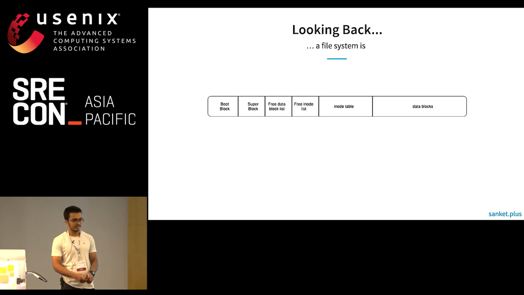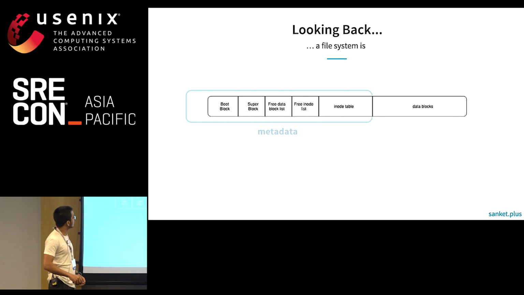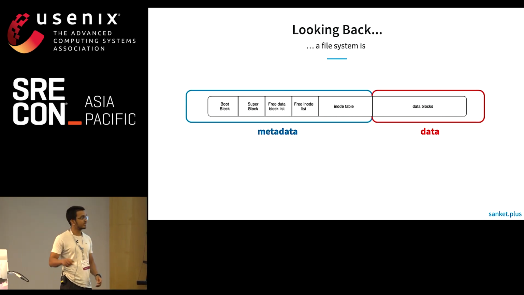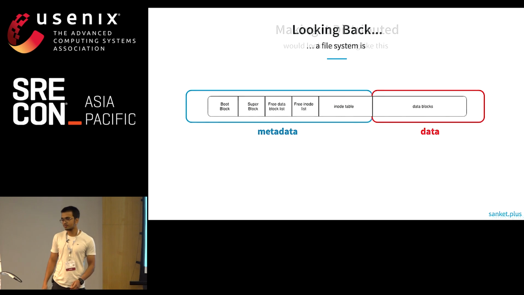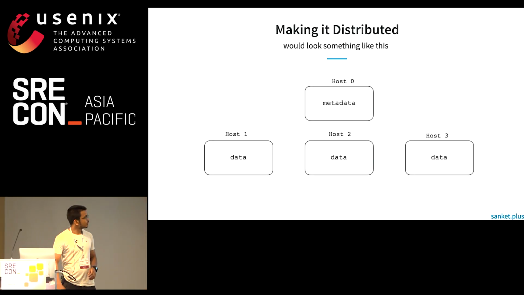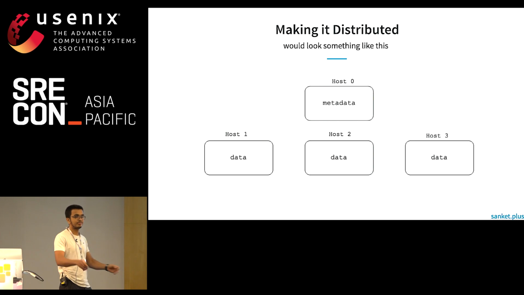Now let's take a moment to look back at what our file system looked like. It was made of metadata and data, to classify it on a really high level. So the inode table, free inode list, superblock, all this was metadata, and then the data part. Now let's try to make it distributed. So let's take metadata, put it on one host. Let's take data, put it on several hosts. There you go, your file system is distributed.